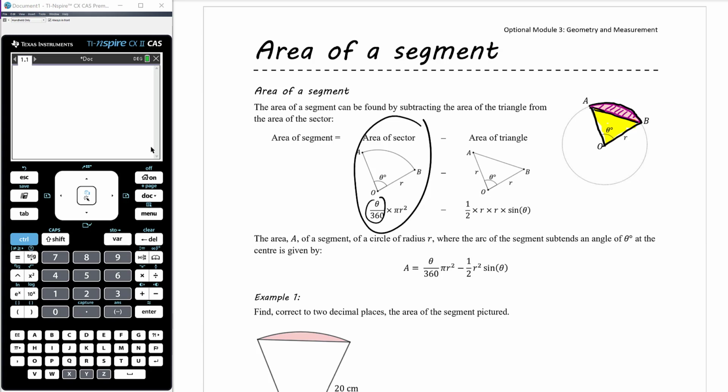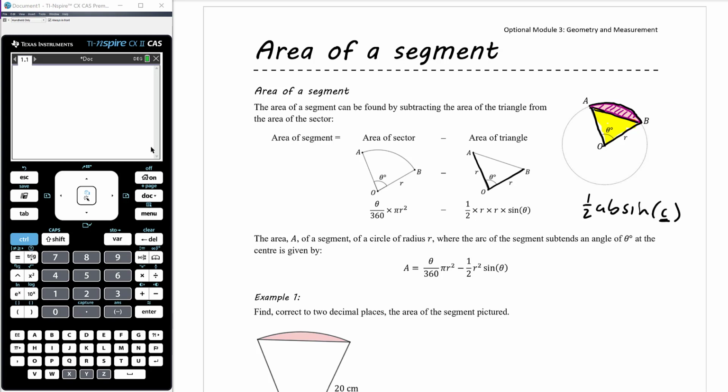It is theta out of 360 degrees times pi r squared, so it's that fraction of the total area of the circle. And then we're going to need to subtract a triangle, and obviously the area of a triangle is half times base times height, but we don't know those quantities. We've got this angle, so we want to use this formula that we've looked at in the trigonometry topic. So the formula for the area of a triangle, which is half ab sine C.